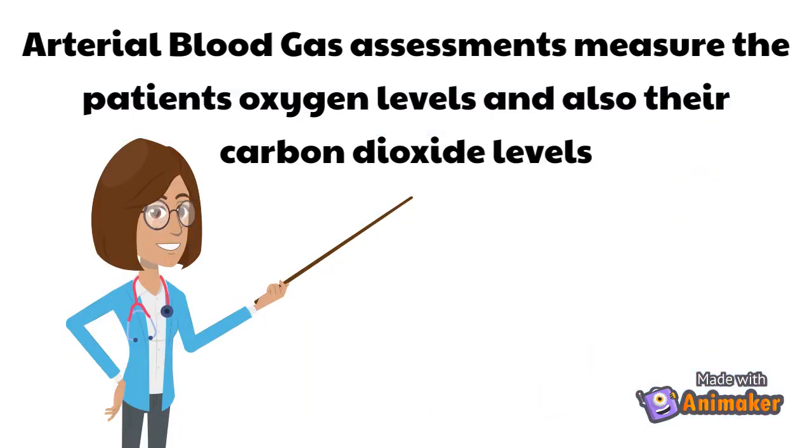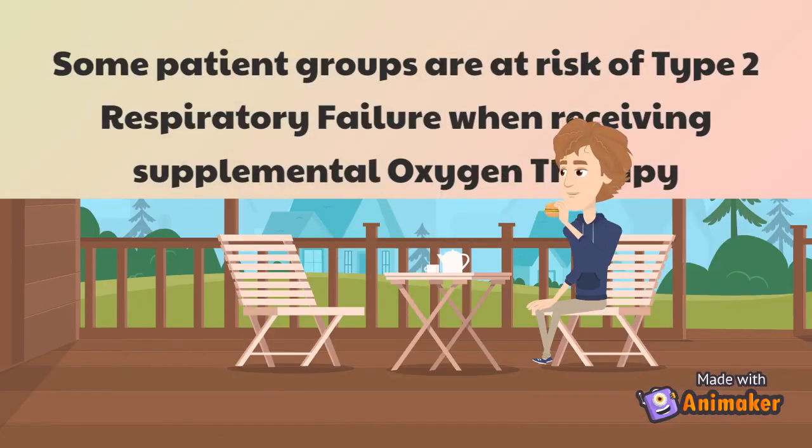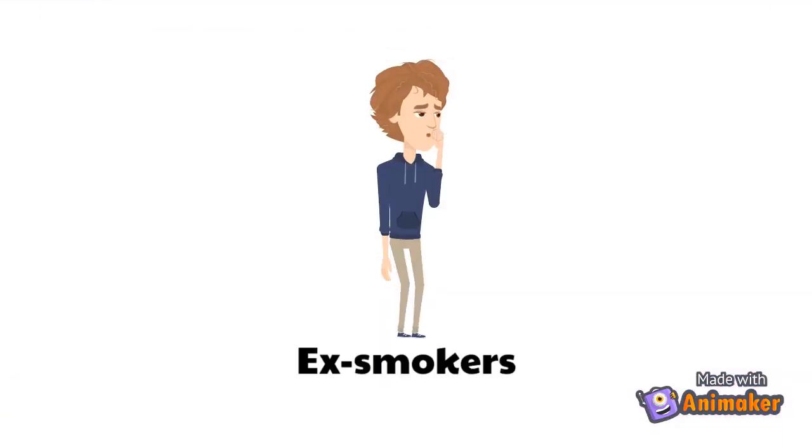Arterial blood gas assessments measure the patient's oxygen levels and also their carbon dioxide levels. Some patient groups are at risk of type 2 respiratory failure when receiving supplemental oxygen therapy. For example, ex-smokers, COPD, obesity, hypoventilation and neuromuscular disease.